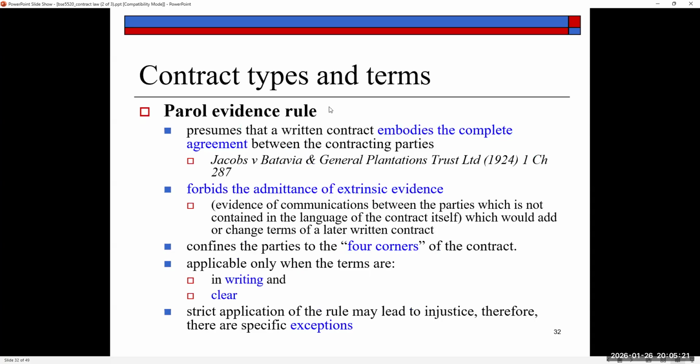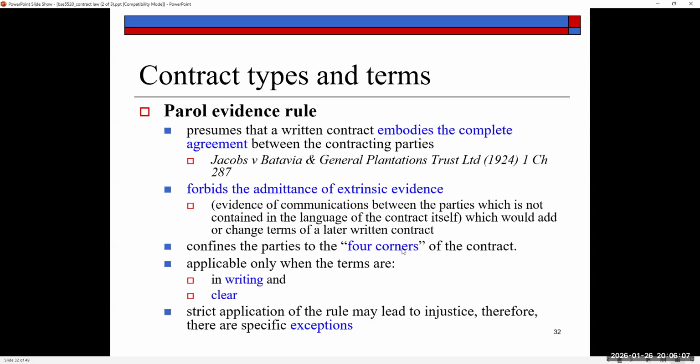Parol evidence rule presumes a written contract embodies the complete agreement. Written contract like the contract documents, four corners. You may cite this case, Jacob's case. It forbids the admittance of extrinsic evidence. Extrinsic meaning what? Coming from outside, external. So the contract should be governed by the four corners of the contract documents. Something coming from outside the contract is forbidden, not allowed. Okay.